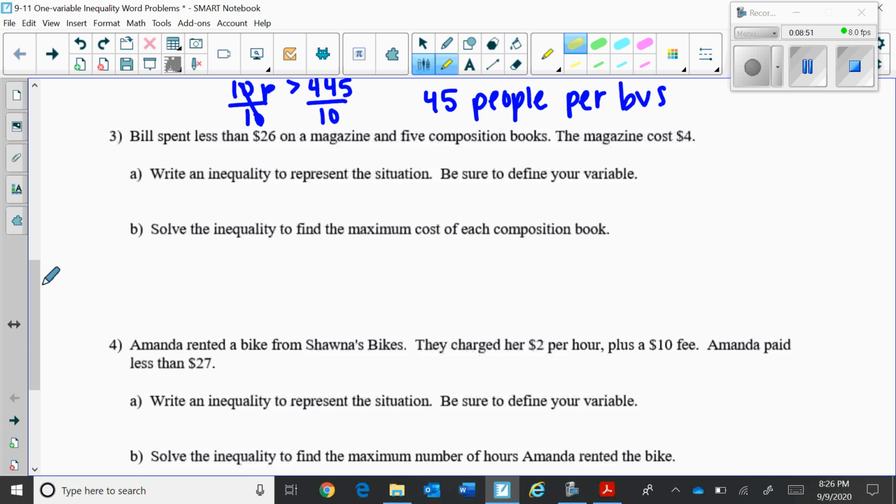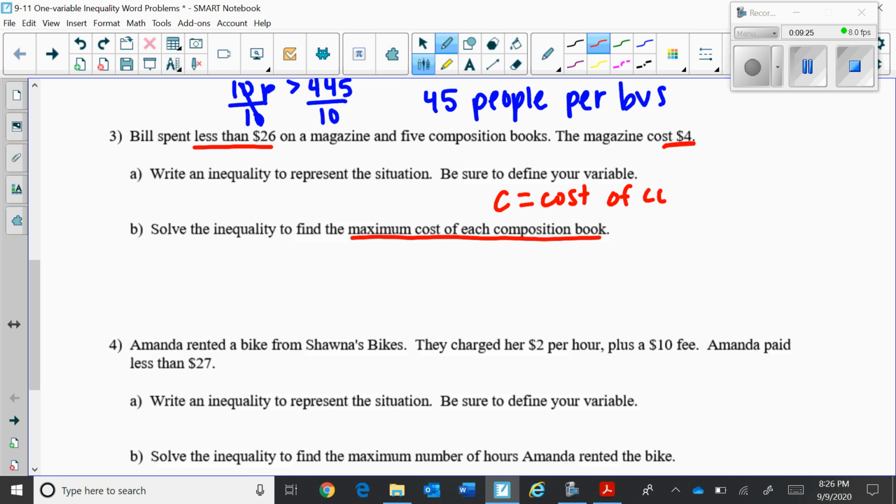It says Bill spent less than, there's a keyword there, less than $26 on a magazine and 5 composition books. So we got a magazine and composition books. The magazine cost $4. It says write an inequality to represent this situation. If we look ahead, we're solving to find the maximum cost for each composition book. So my variable could be a C for the cost of a composition book, since that's what I'm eventually going to solve for.